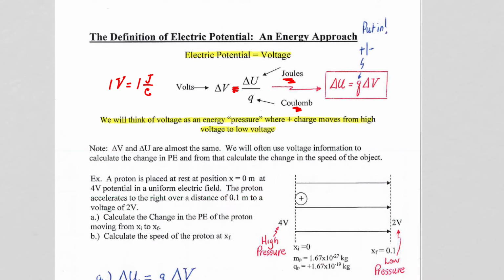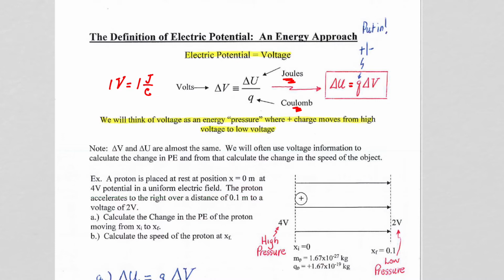Since we have delta V equals delta U on Q, that's the textbook definition. If you open up your textbook, voltage, delta V, is always defined as delta U on Q, but we will often rearrange it to use delta U equals Q delta V. That's why I boxed this over here. Just like F equals ma, we could rearrange that into a fraction, but we don't. We'll be using delta U equals Q delta V.